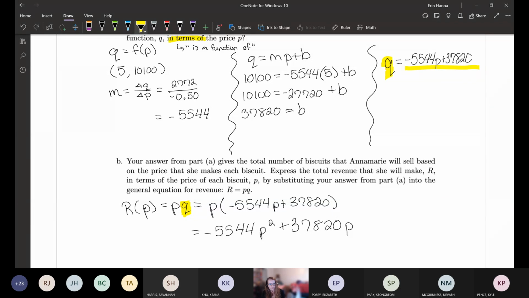And now we'll leave the rest of the question for later, because I don't think that will appear on your homework, but I do believe that there is one like this where you have to find the demand equation.